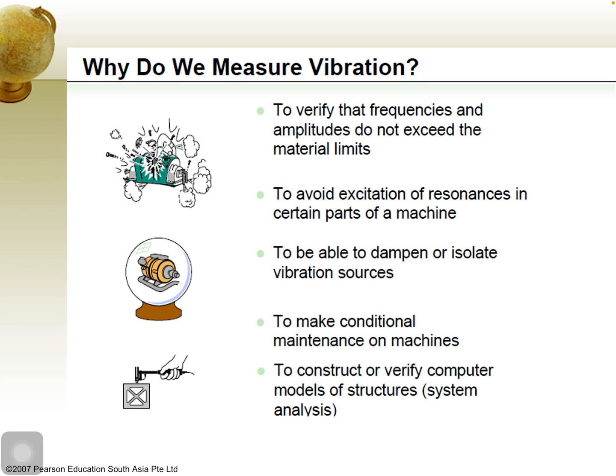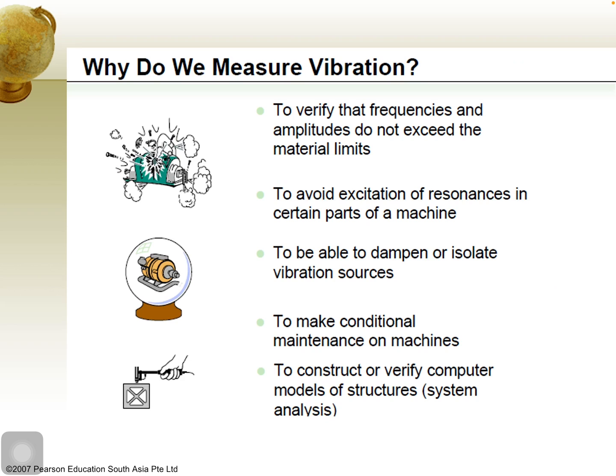Okay, next is to avoid excitation of resonance in certain parts of a machine. So what is resonance? We will learn about that afterward. Basically, resonance is when the frequency is equal to the natural frequency of a particular system. So the machine will vibrate very badly, which is the amplitude is high.